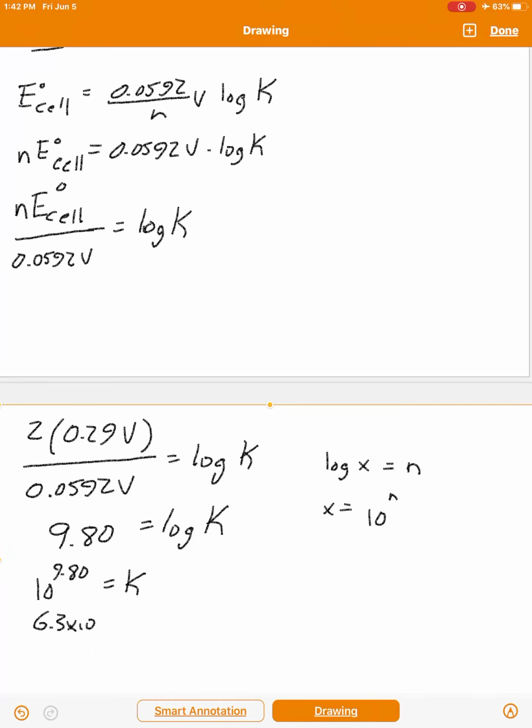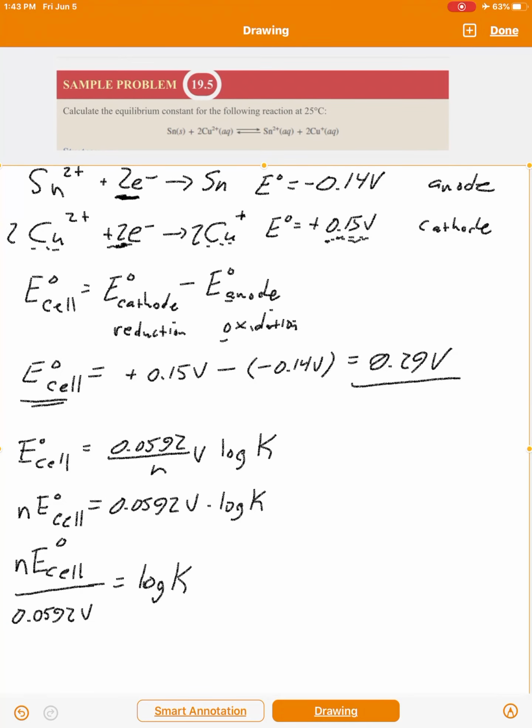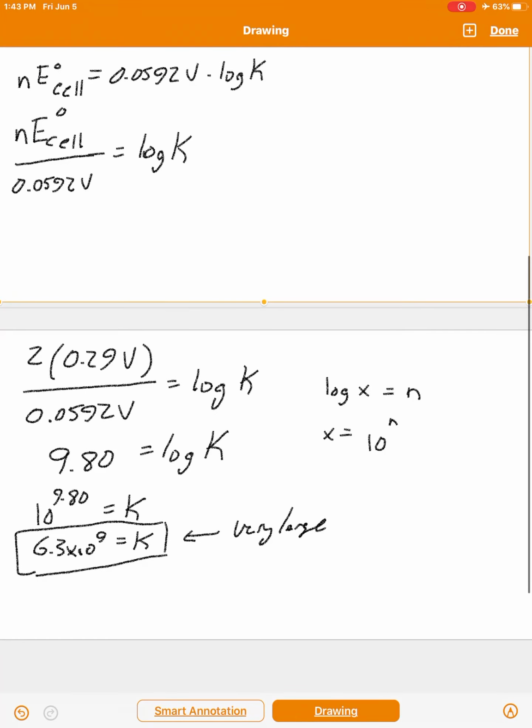Of course, that's unitless because it's a K, right? So we have to ask ourselves, is that a big number or a small number? 10 to the 9, right? That's very large. That means you have a lot of products and not very much reactant. So what happens is the larger E cell is, the larger K is going to be. So the fact that we get a positive 0.29 volts means that we're going to have a pretty large value of K here, 6.3 times 10 to the 9.